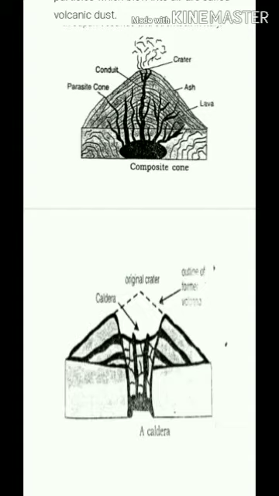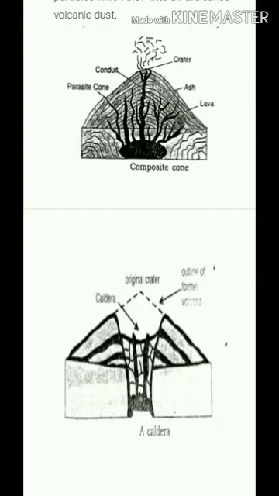Firstly, extrusive feature: cinder or ash cones. It is formed due to the accumulation of loose particles around the vent. Its size increases due to the continuous accumulation of volcanic material minus lava. The larger particles are arranged near the crater, and the finer particles are deposited at the outer margins of the cone. Composite cones are the highest and are formed by the accumulation of various layers of volcanic material, and they have alternate layers of lava and fragmental materials, wherein lava acts as the cementing material.